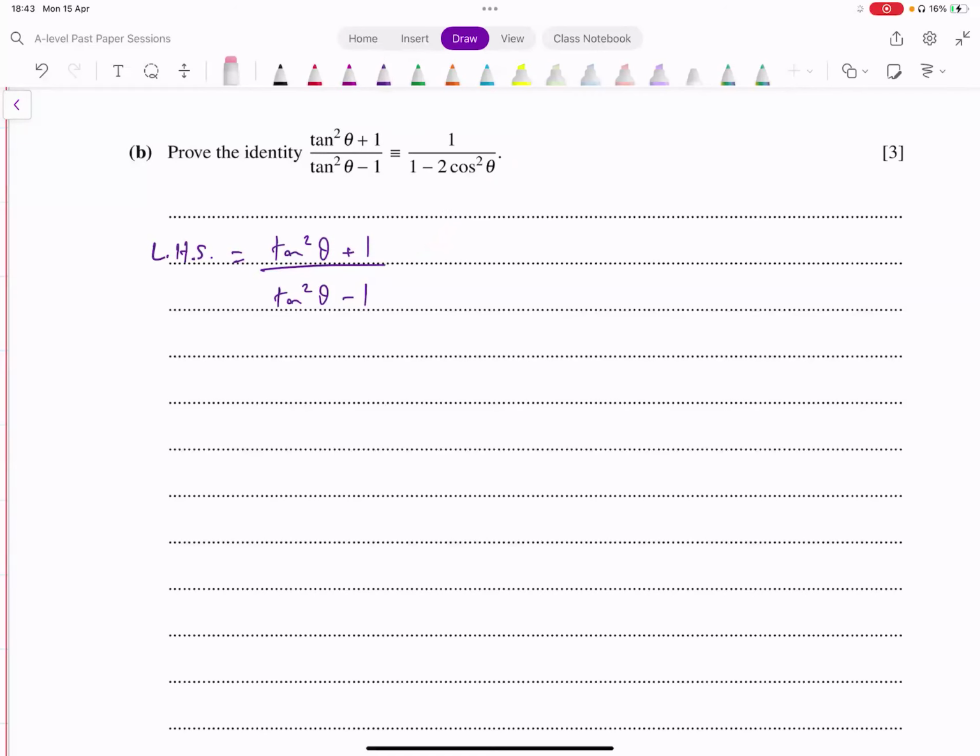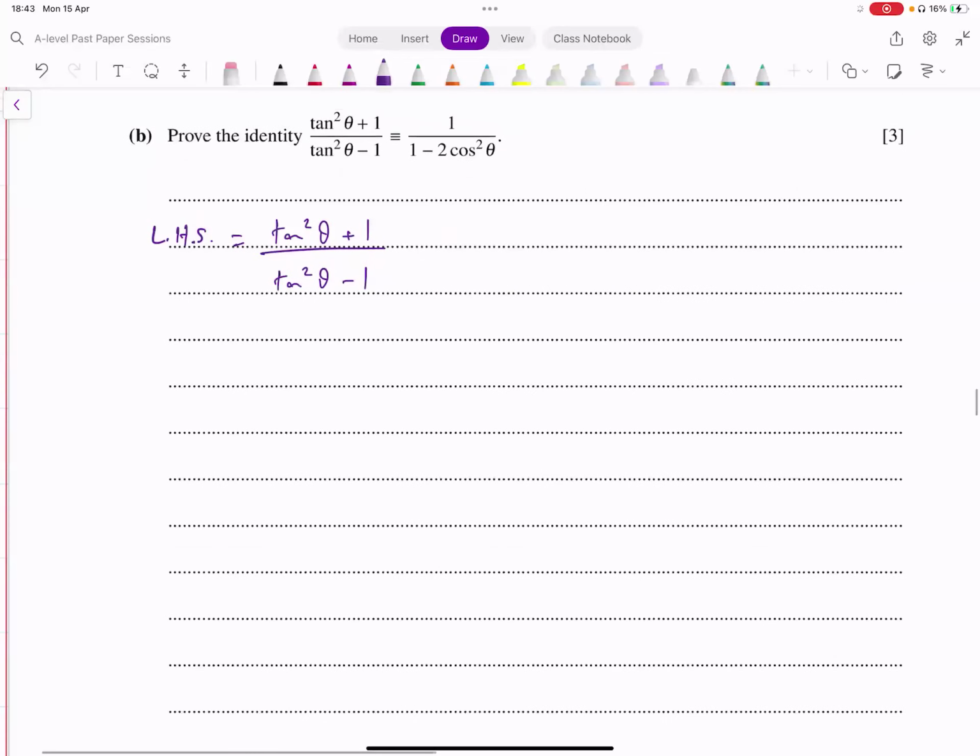Now, how do you do that? You have tan, you want to convert it to cos. Remember, there's only one identity that you know in paper 1 that involves tan, and that's tan equals sine over cos. What's tan square equal to? That's sine square over cos square. So what does it become? You can use that directly here and write it like this instead. You would say this is sine square theta over cos square theta plus 1 divided by sine square theta over cos square theta minus 1.